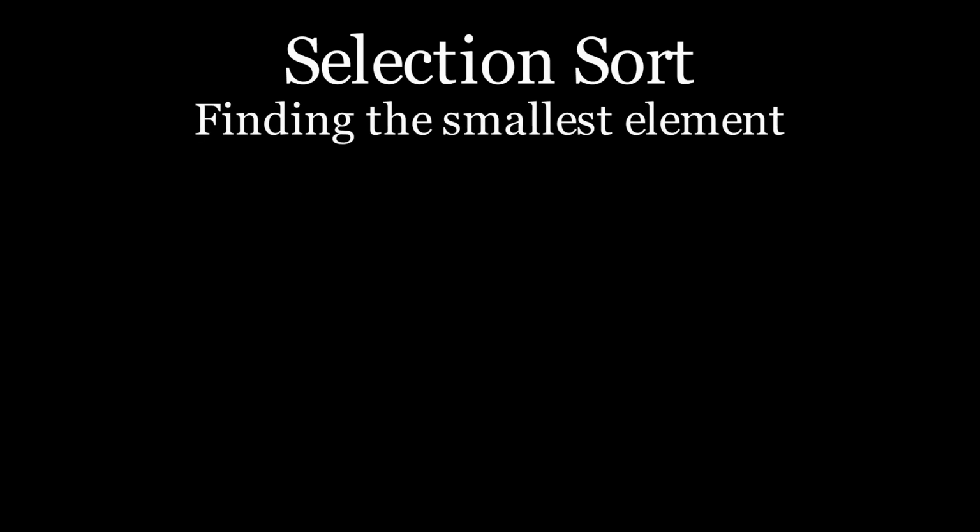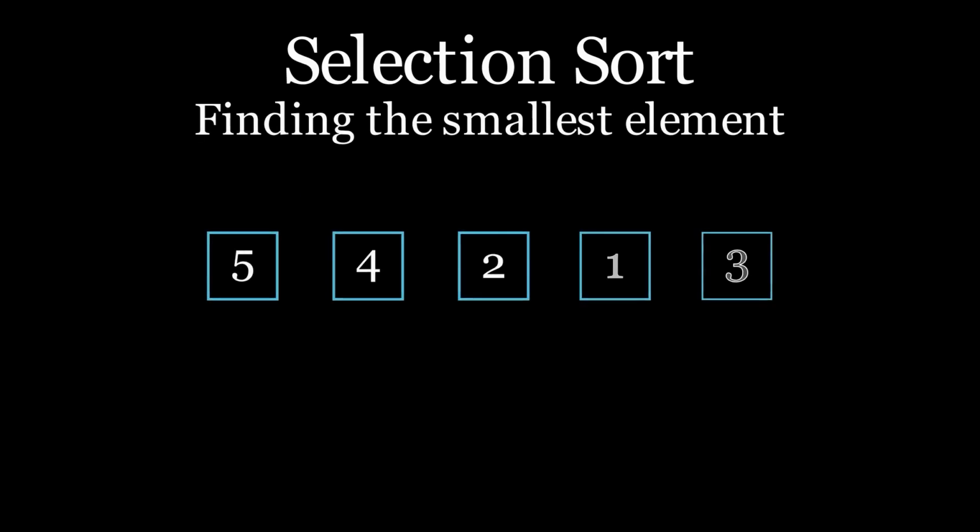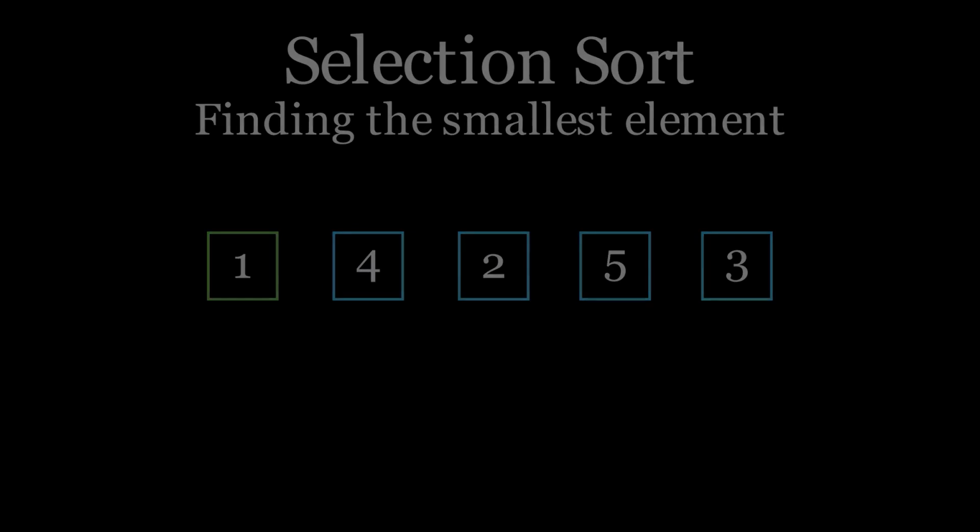Selection sort is a simple sorting algorithm that works by repeatedly finding the smallest element from the unsorted part of the list and placing it at the beginning. This process repeats with the following elements of the list until the whole array is sorted.